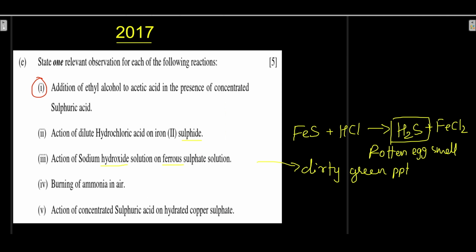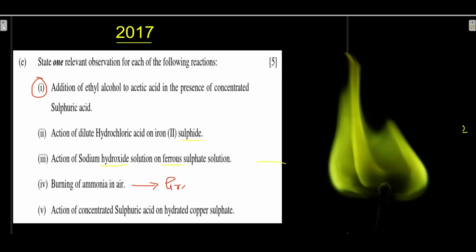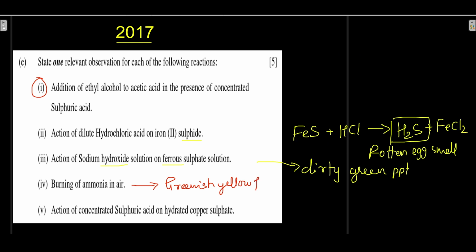Burning of ammonia in air. Ammonia, it's not a catalytic oxidation here, you are simply burning ammonia in air. It burns with greenish yellow flame. Greenish yellow flame, that will be the observation for this.